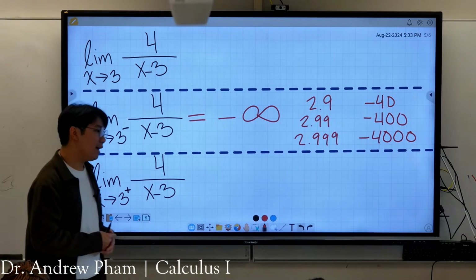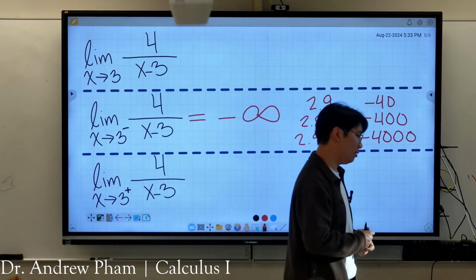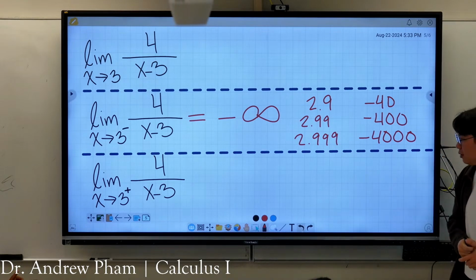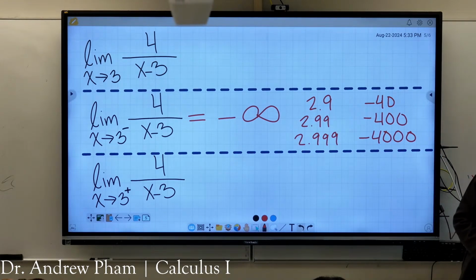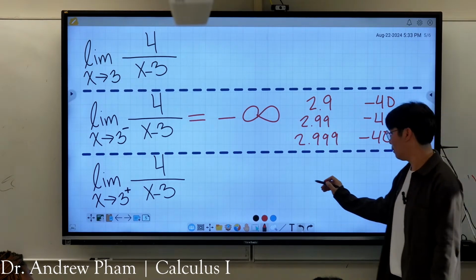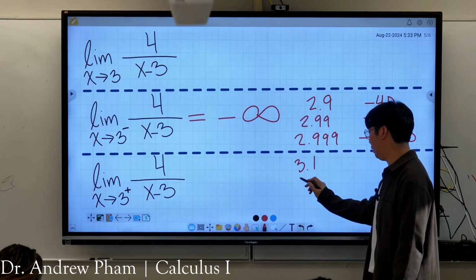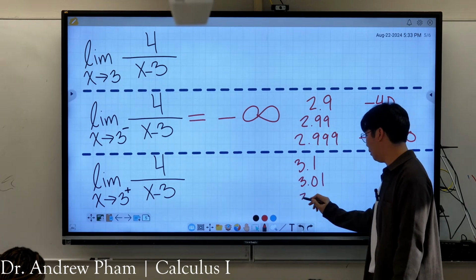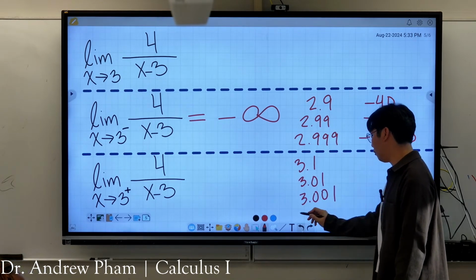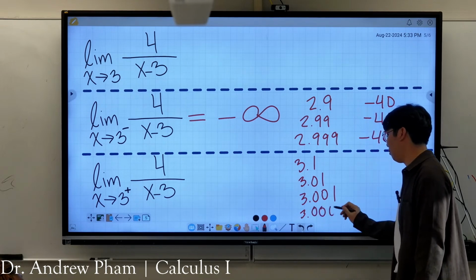Let's go ahead and check the right. Give me a number to the right of 3. Yeah, we can do 3.1. If I want to be a little bit closer, 3.01. A little bit closer, 3.001. So I could do 3.1, 3.01, 3.001, 3.0001.